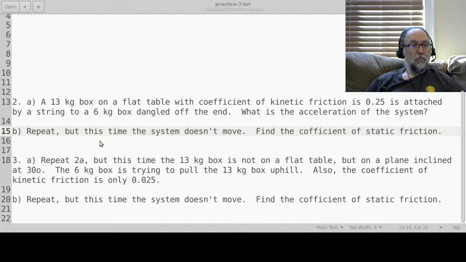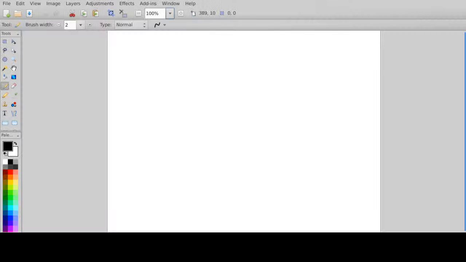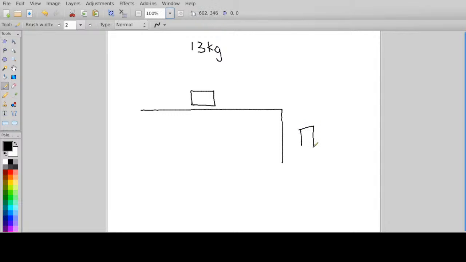Okay, so let's start off with 2b, and let me switch to our whiteboard. Let me draw what you would see in a lab. You've got your tabletop here, and your 13-kilogram box on top of the tabletop. Dangling off the end, you've got the 6-kilogram box. They are attached by a string, and there is a pulley holding the string in place.